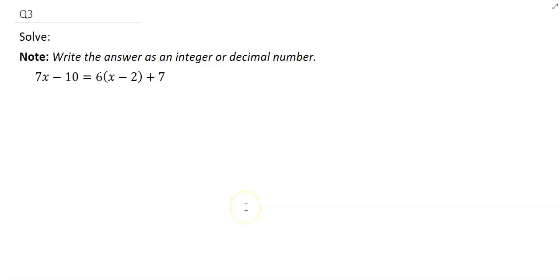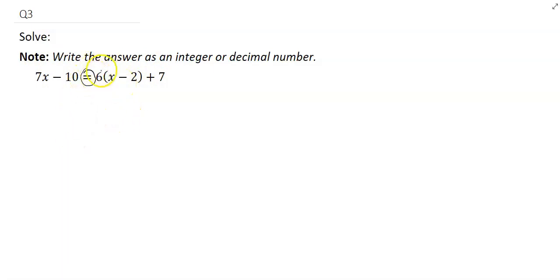Question number 3. No more numerical expression, no more algebraic expression. Now I don't have an expression, I have an equation. I know that I have an equation because there is an equal sign here comparing two algebraic expressions. And the question here is to solve. So I have to find what should be the value for this variable here to make the expression on the left side equal to the right side.